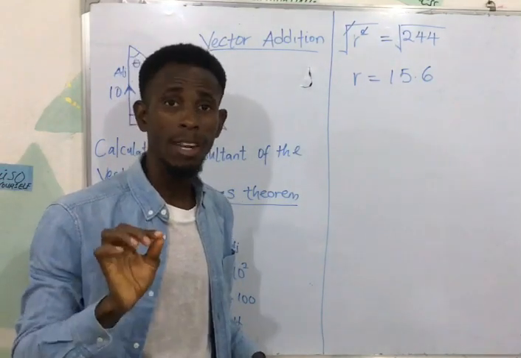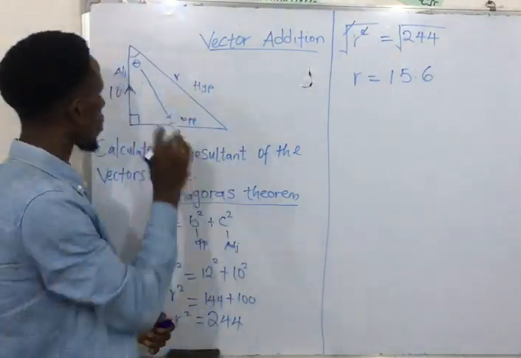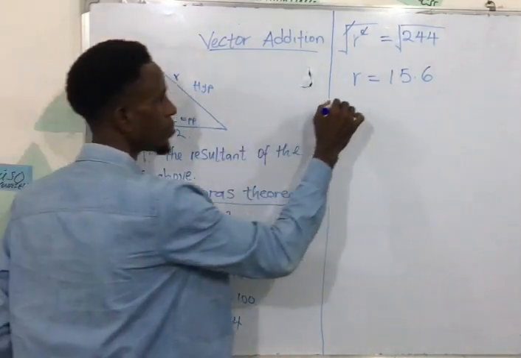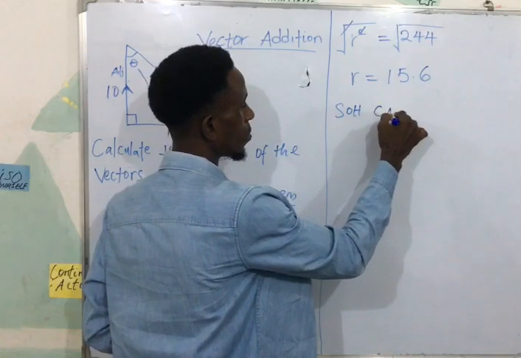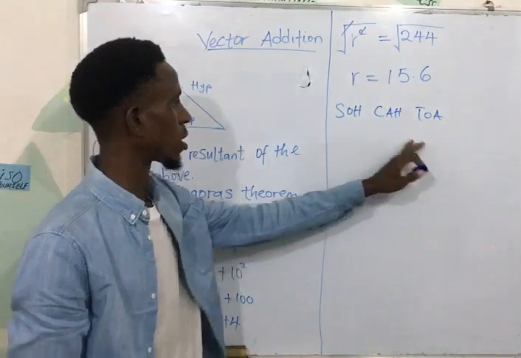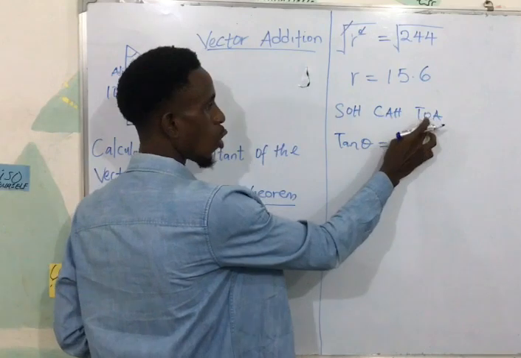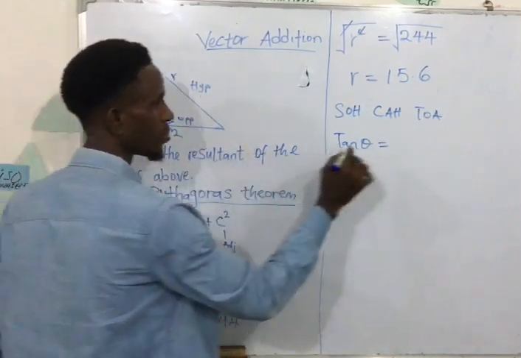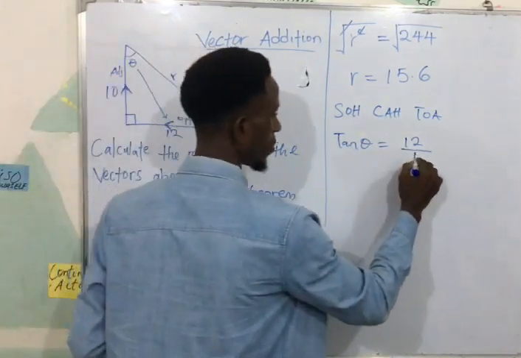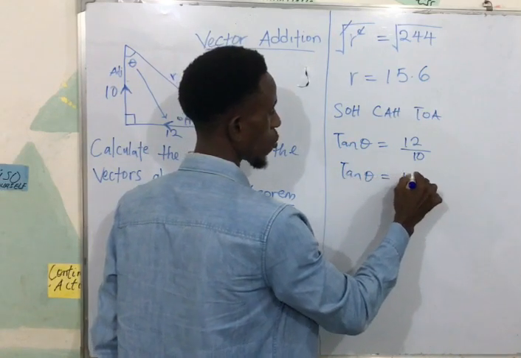When we are talking about vector addition, we need to look for magnitude and then look for the direction. So I need to look for my theta because this is the direction. I can decide to use any of this one, SOHCAHTOA. So let me use my tan. So tan theta is equal to opposite. My opposite is 12, which is 12 over adjacent 10. So tan theta is going to be 1.2.